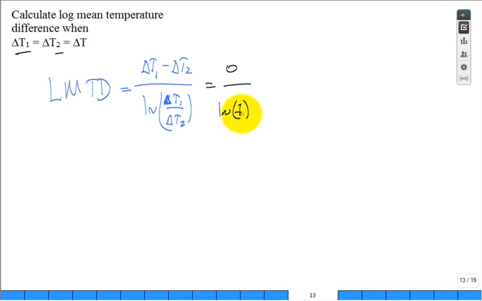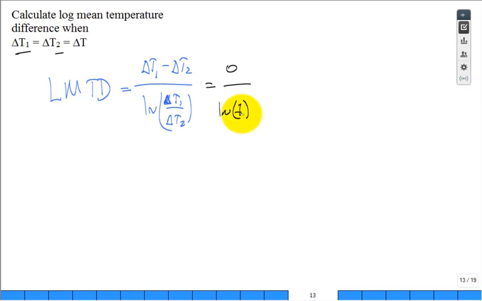Mathematically, your calculator will not like this. Put in the natural log of 1 and then reciprocate. What are you going to get? 1 over 0. Blows up. Infinity. Math don't work. Don't trust anything in this heat transfer book, period.